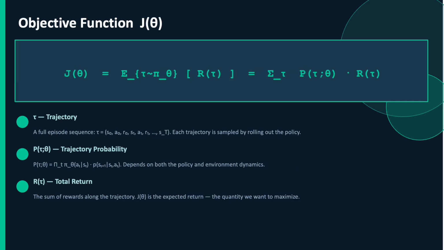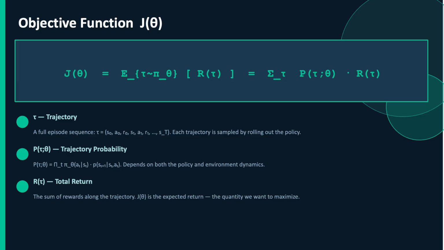The objective function J of theta is the expected return over trajectories sampled from the current policy. A trajectory tau is a complete episode sequence: S0, A0, R0, S1, A1, R1, all the way to the terminal state. The probability of a trajectory, p of tau given theta, is the product of the policy's action probabilities along the trajectory times the environment's transition probabilities.